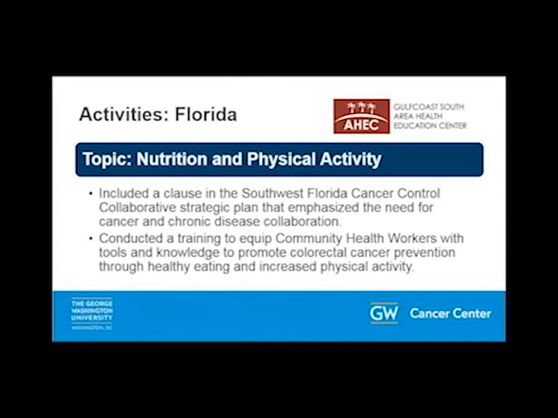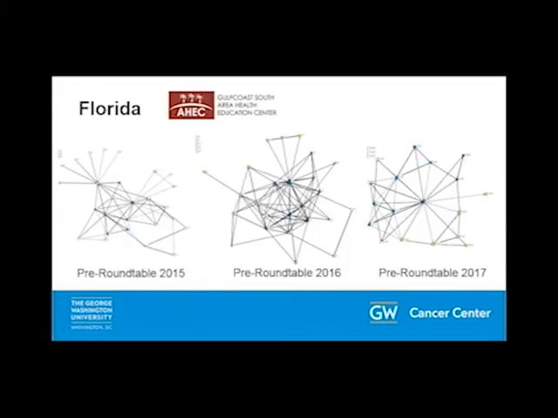Many members of the Southwest Cancer Control Collaborative, the Regional Cancer Control Coalition, attended the roundtable in the second year, and they decided to include collaboration with chronic disease projects as a priority in their 2-year strategic plan. The Florida Roundtable also conducted a training to equip community health workers with tools and knowledge to promote colorectal cancer prevention through healthy eating and increased physical activity. So again, those are pretty good progress on working together.